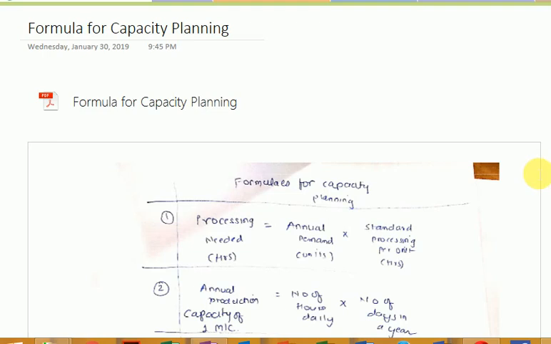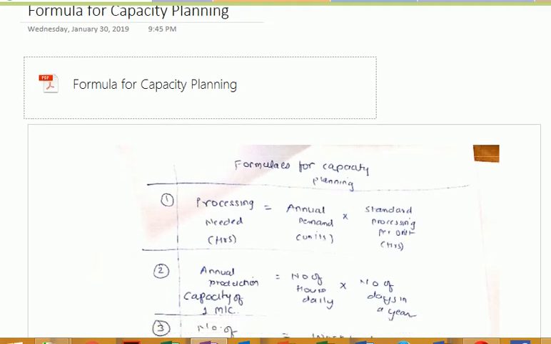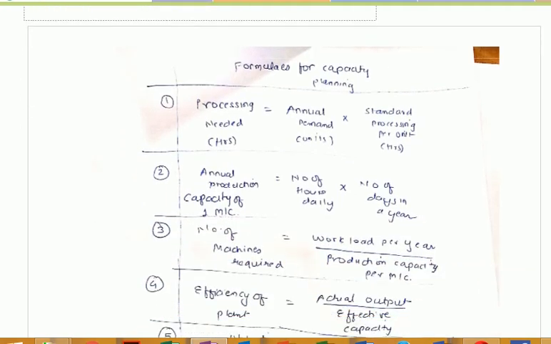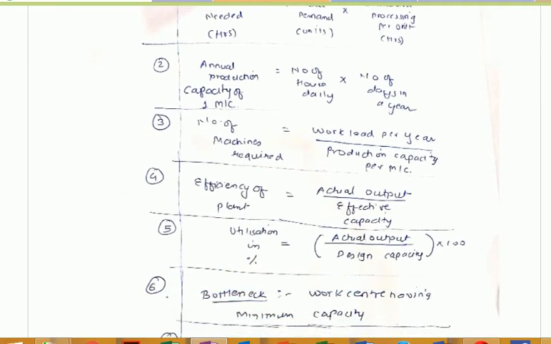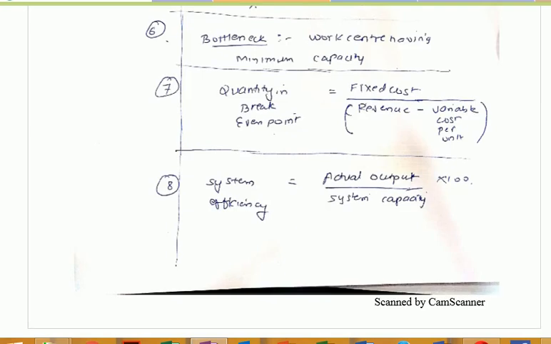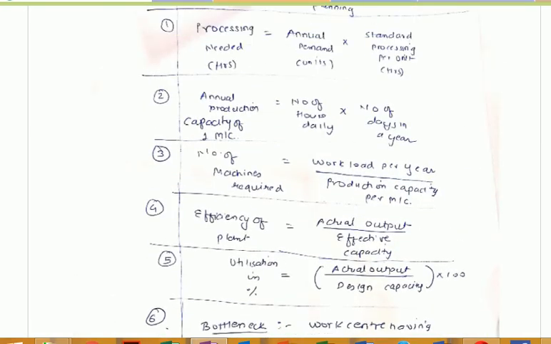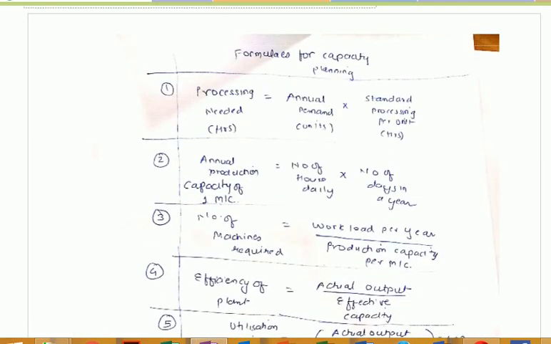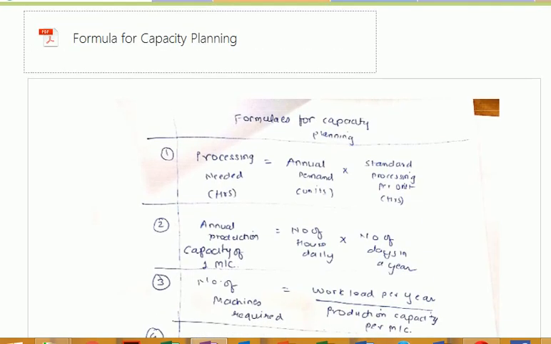See, now after understanding the theory part of capacity planning, in today's lecture we are going to start the numericals. But before starting the numericals, I have listed the formulas. This is the list of formulas which starts from the first formula till the eighth formula. These formulas will be used while solving the problems on capacity planning.